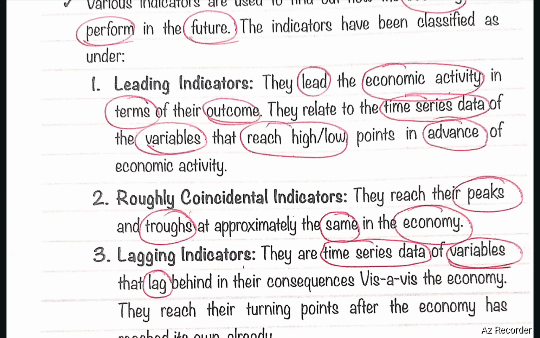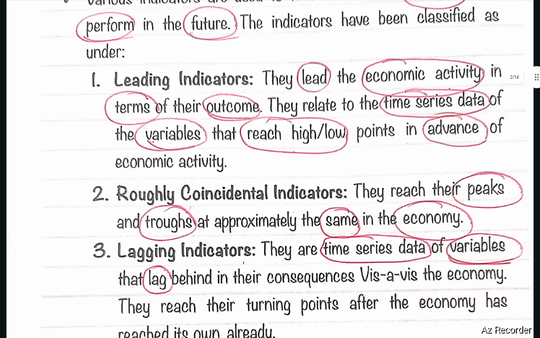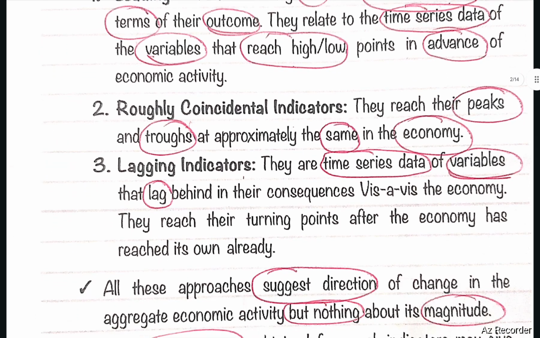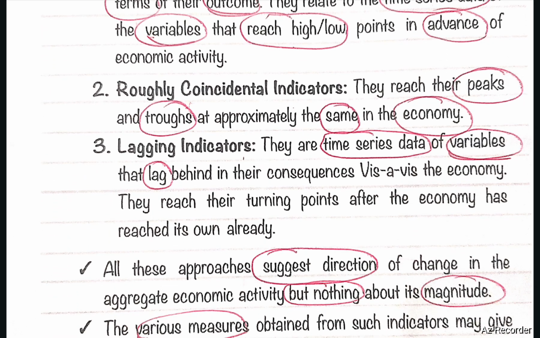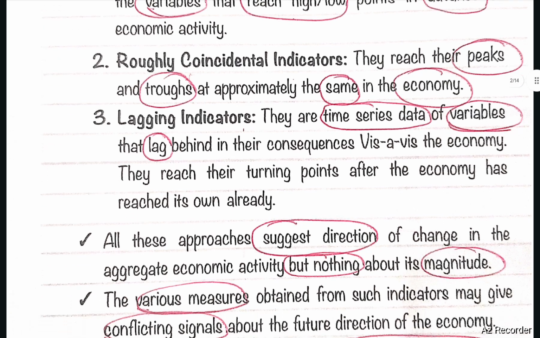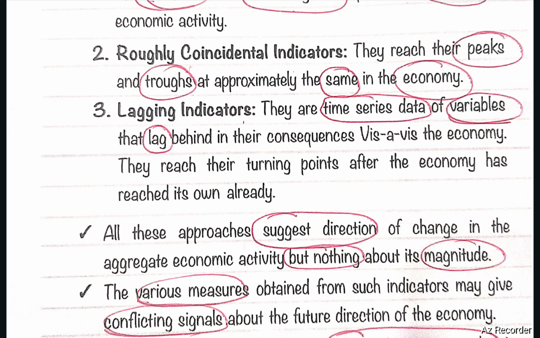They relate to the time series data of the variables that reach high or low points in advance of economic activity. Roughly coincidental indicators reach their peaks and troughs at approximately the same time as the economy. Lagging indicators are time series data of variables that lag behind in their consequences vis-a-vis the economy. They reach their turning points after the economy has reached its own already.